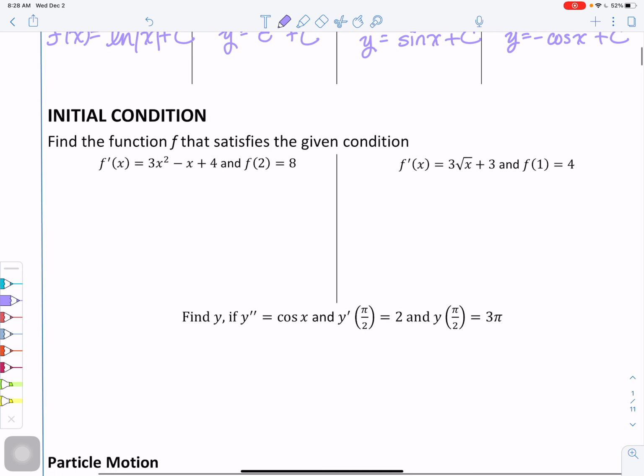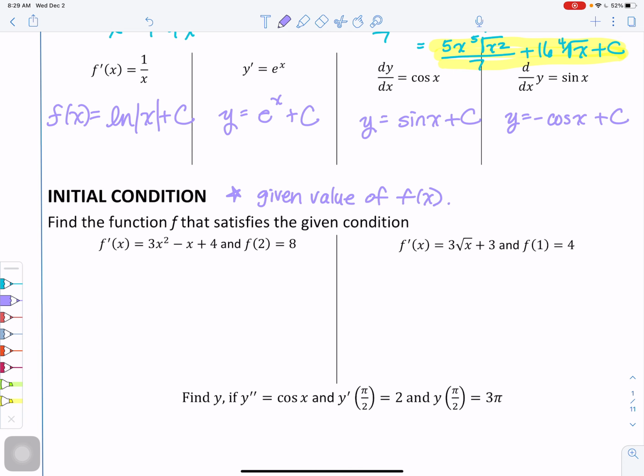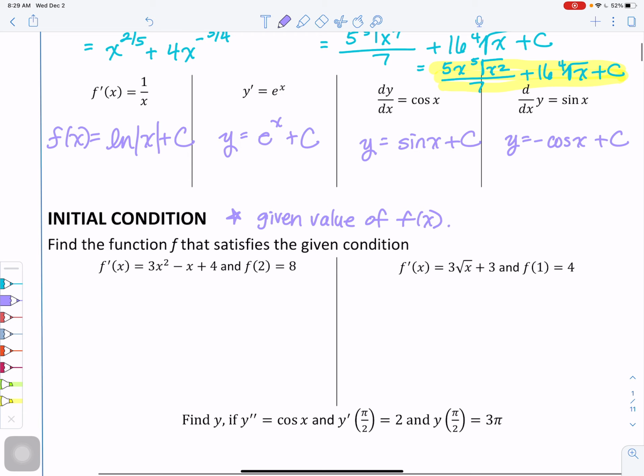Okay, let's talk about an initial condition. An initial condition is a given value of f of x. That will actually allow us to get back to the original function without this constant of integration. So if you don't have a given condition, there's an initial condition.